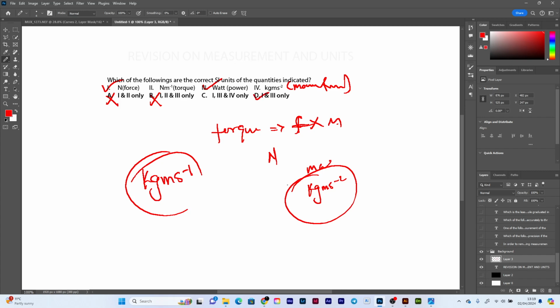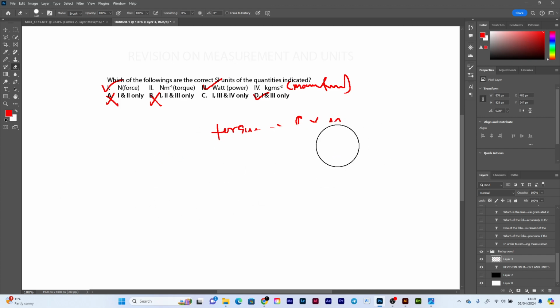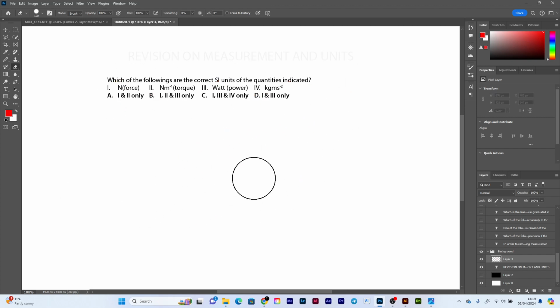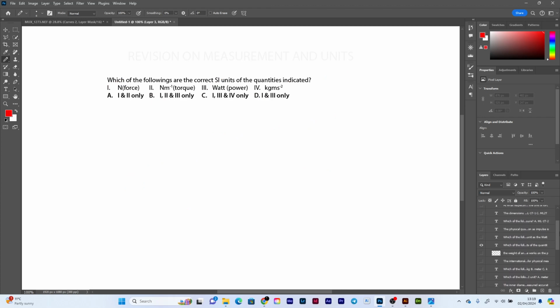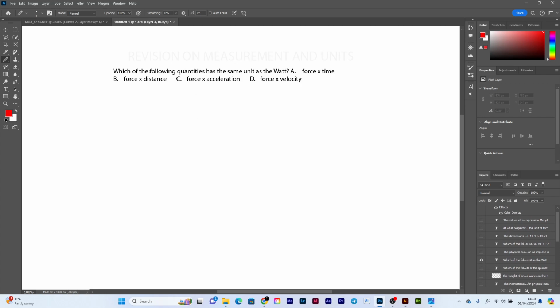I hope you understand this breakdown. So if you do, let's move on to the next question here. And what's the next question, guys? So the next question is, which of the following quantities has the same unit as the watt?